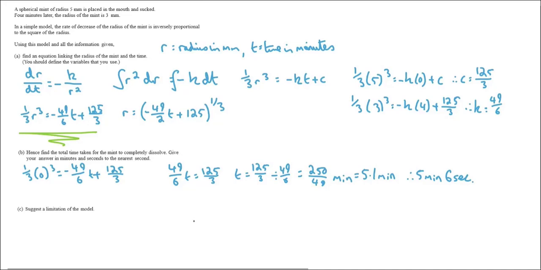What then is our limitation of this model? Well, the limitation is that the equation doesn't work for any time after 5 minutes and 6 seconds, because that would then suggest that you could have a negative radius.